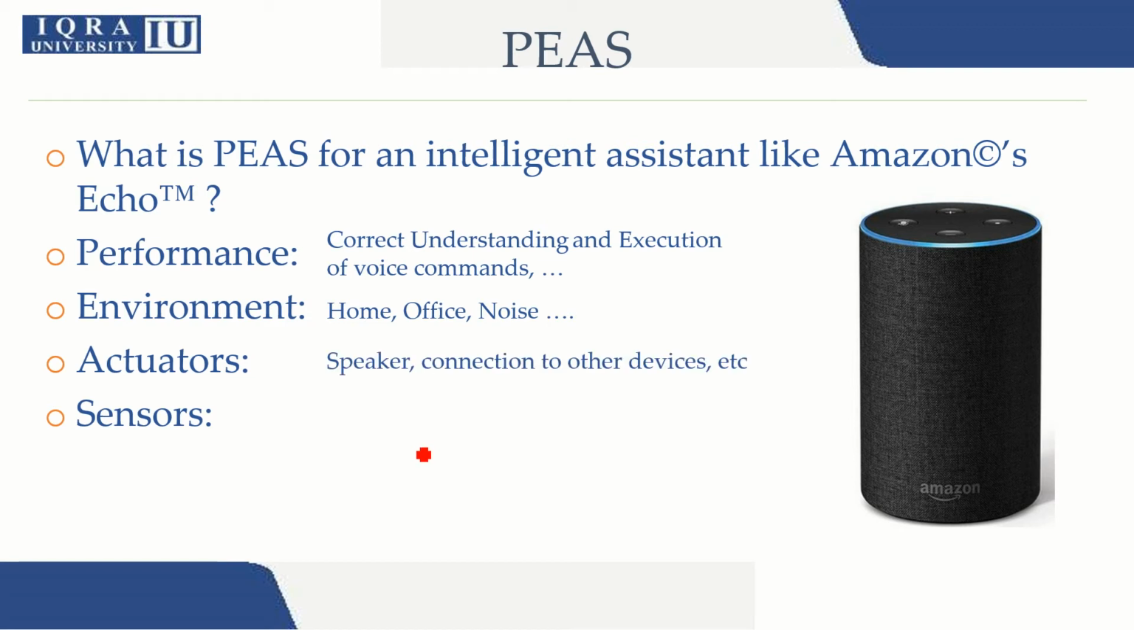What are its actuators? How does it interact with the environment? Maybe through a speaker, and maybe through the connection to various other devices which it could be linked to, maybe Internet of Things or smart homes. And what are its sensors? Obviously there has to be a microphone and maybe a couple of other sensors like the heat sensor, the GPS, so that it can get the location where you have placed this thing, and many other things that could be incorporated in a device like Amazon's Echo.